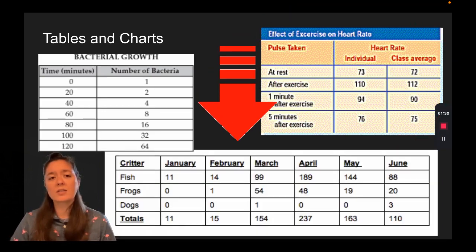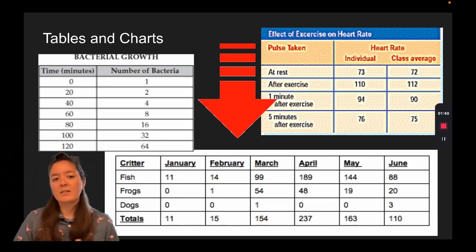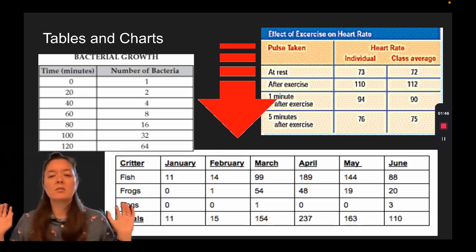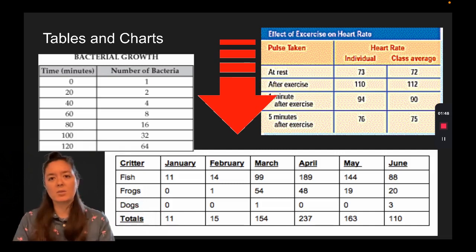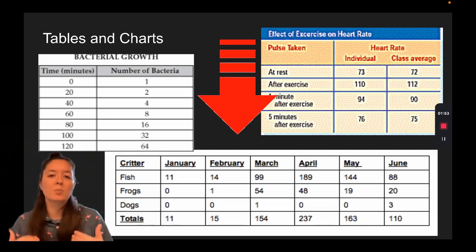The last data table, at the bottom, is talking about different types of animals, most likely the number of them in a given month. Again, we're organizing by type of animal and by month and just doing counts, somewhere to put all of that data. So it's not just random numbers in a notebook. We know what those numbers belong to.